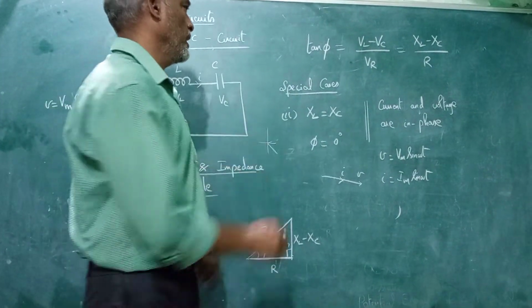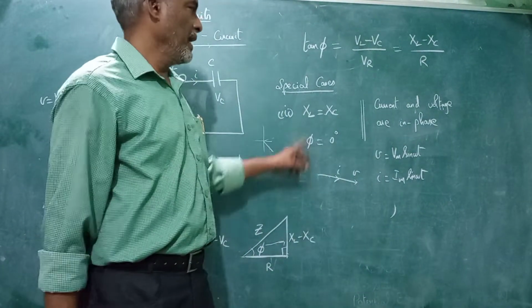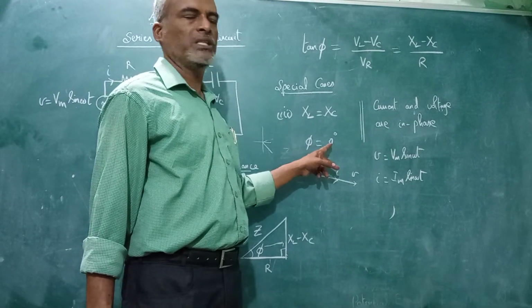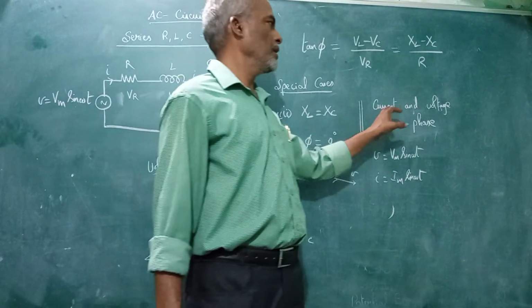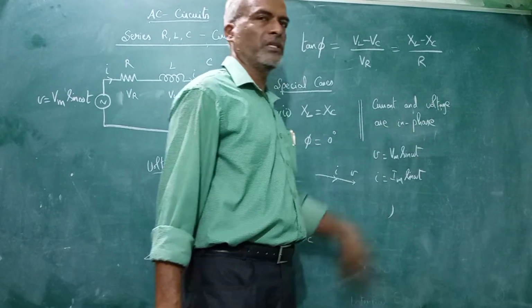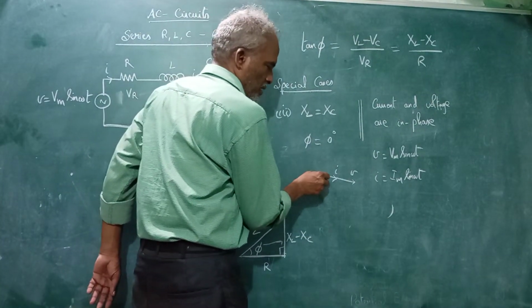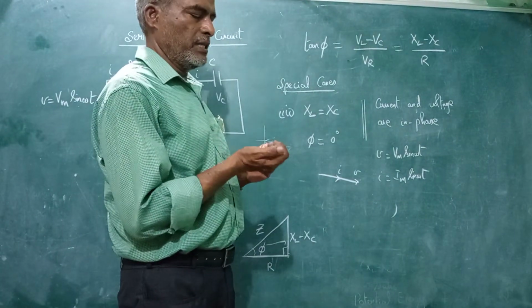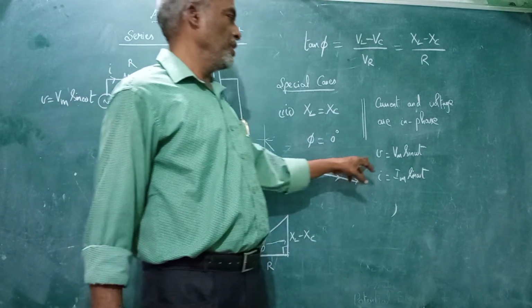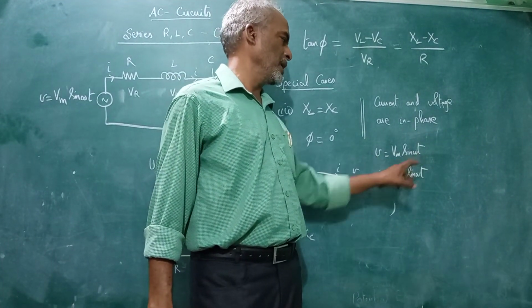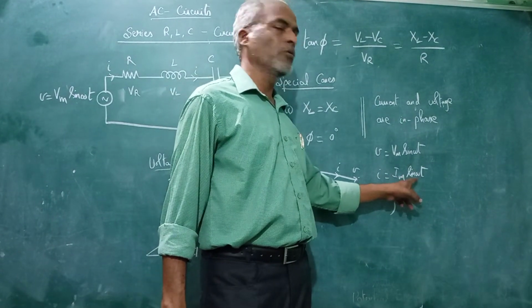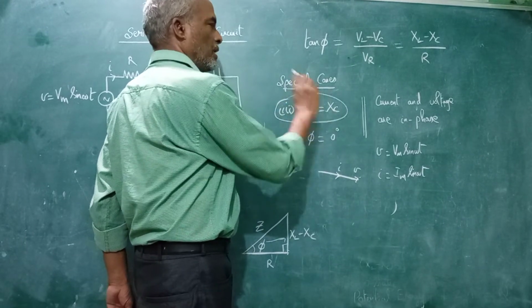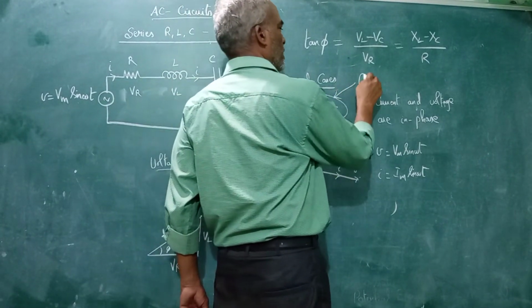Now the third case, special case 3: XL can be equal to XC. That means the phase angle phi is equal to 0 degrees. That means current and voltage are both in phase. In phase means they lie at the same angle, on the same line. So the equation of the voltage is V equal to Vm sin omega t and I is equal to Im sin omega t. This third case is important because this is the condition that leads to a phenomenon called resonance.